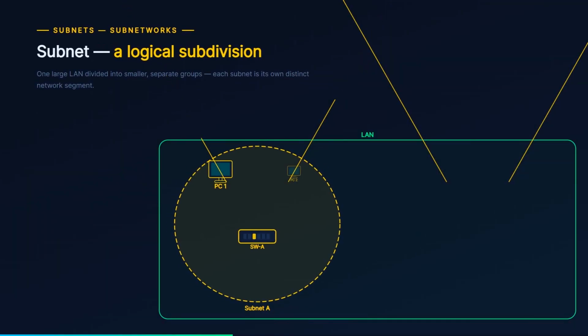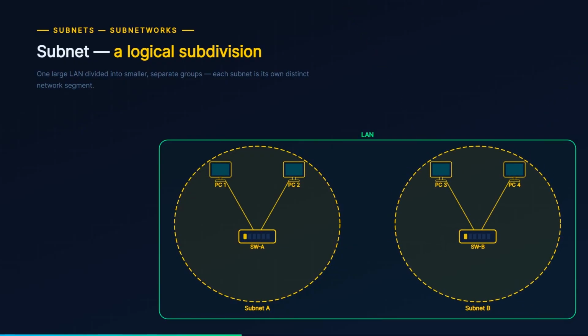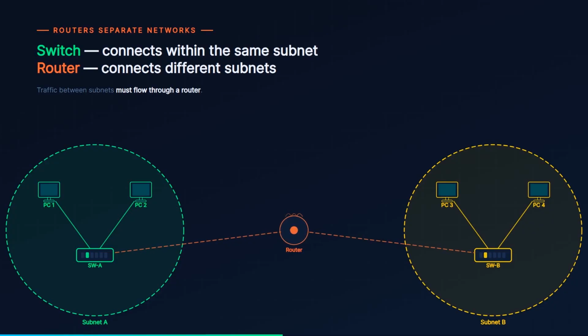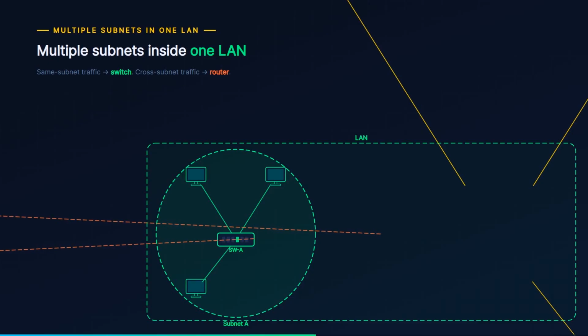Now, within a LAN, you can create smaller logical divisions called subnets, short for subnetworks. A subnet is simply a portion of a larger network that has been segmented into its own smaller network. The key device that separates networks and subnets is the router. While a switch connects devices within the same network, a router connects different networks or subnets together and controls traffic between them. So you can have multiple subnets within a single LAN, each separated by routers.